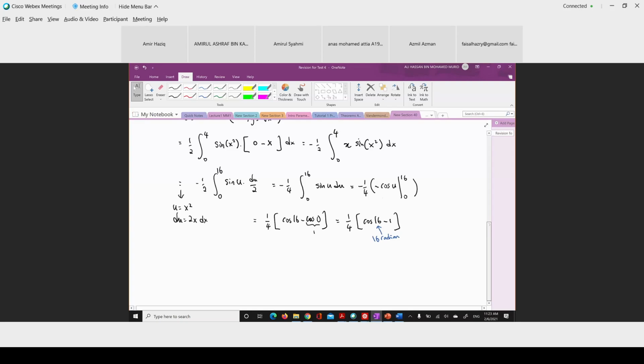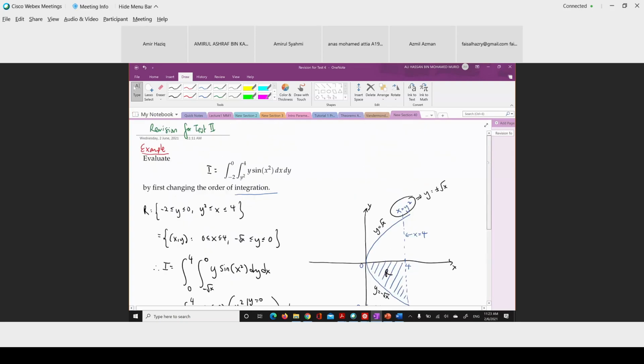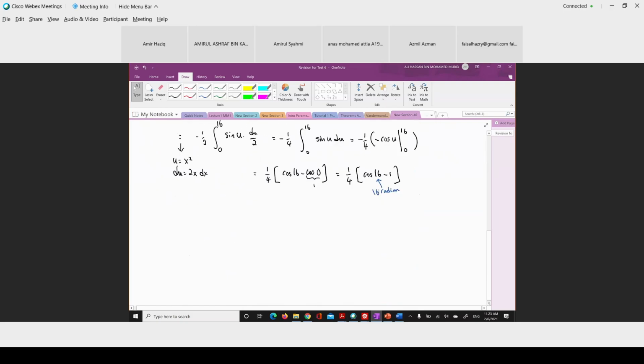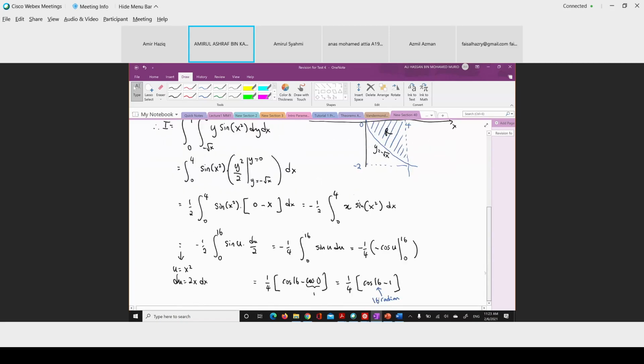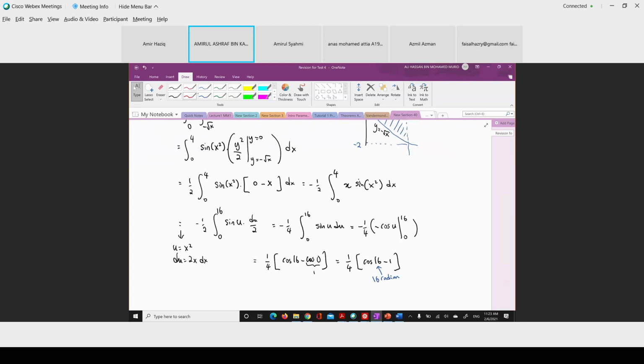Any other question? Doctor, I have a question. I'm not clear about how you change the 4 to the 16. Oh, because we have the substitution, right? We have the substitution u equal to x squared, right?